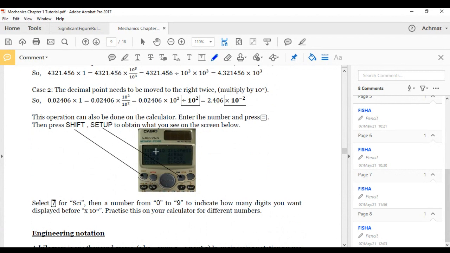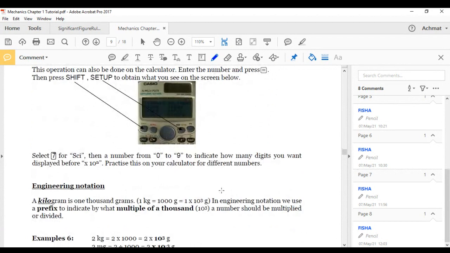Then you go into the calculator, you can see here, there's a shift setup there on top. So you press shift, setup, like that, and then this appears. Now you have an option. You want scientific notation, there it is, SCI. Then you select 7, and then you must select a number from 0 to 9. This is just to indicate how many numbers you want in your string.